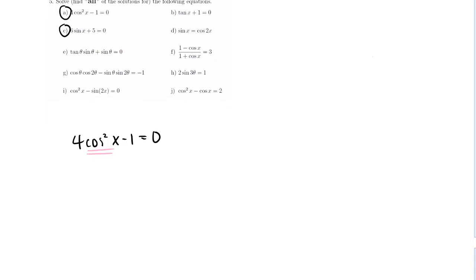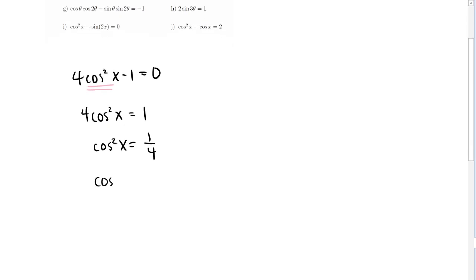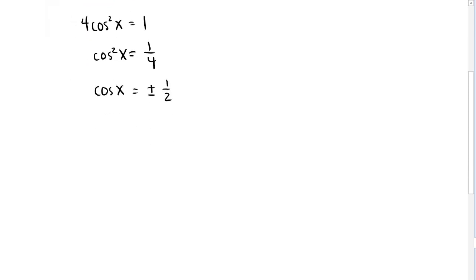So here, if we get cosine squared of x alone by adding 1 to both sides, and then dividing both sides by 4, we get cosine squared of x is equal to 1/4. And if we take plus or minus the square root of both sides, we get cosine of x is equal to plus or minus, well, the square root of 1/4 is 1/2. And so this is like asking what angles x give us a horizontal coordinate on our unit circle of plus 1/2 or minus 1/2.